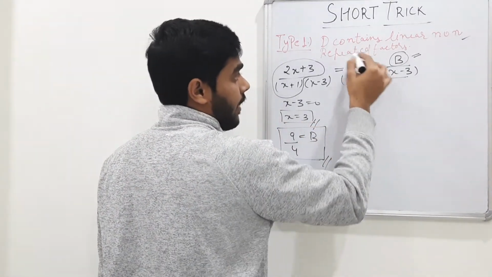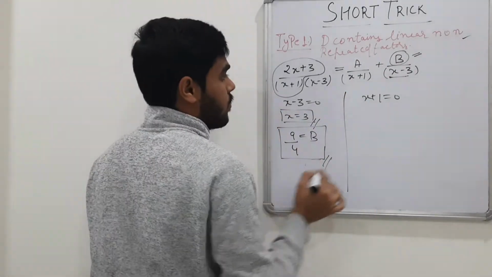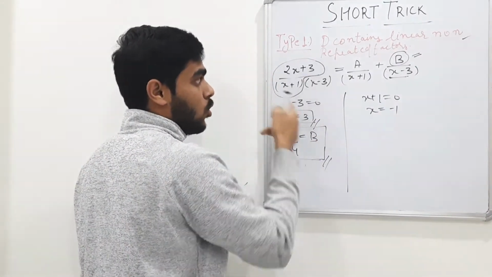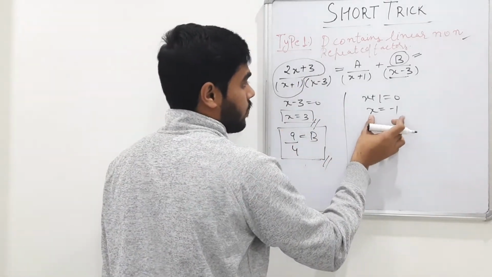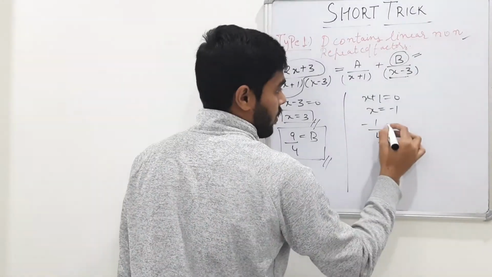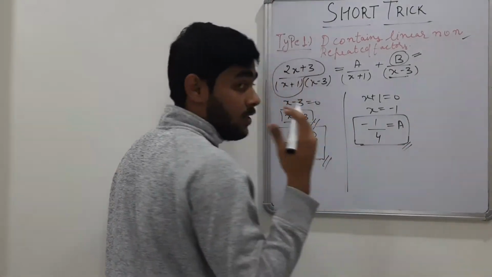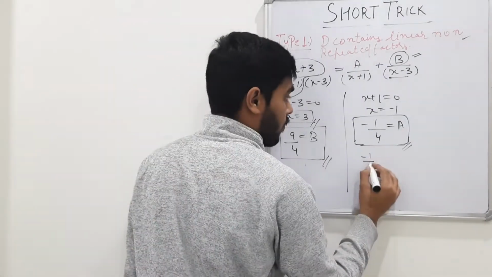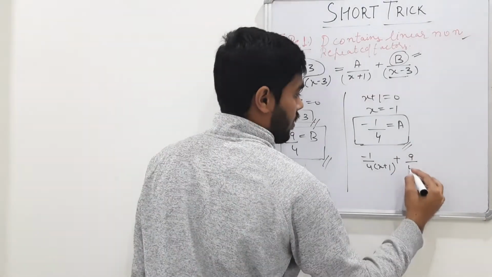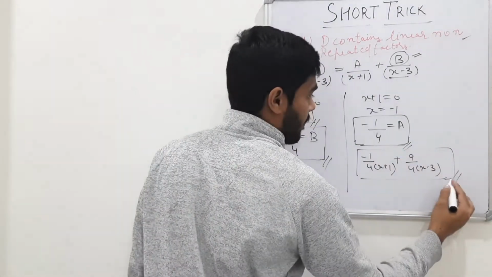Now the same for finding the value of a. x + 1 = 0, so x = -1. You will not put x = -1 in that factor because the whole thing will become undefined, so you put x = -1 in the rest. It becomes 1 upon -4. So this is the value of a. The final partial fraction is a = -1/4 upon (x + 1), plus b = 9/4 upon (x - 3). So this is the reduced partial fraction.